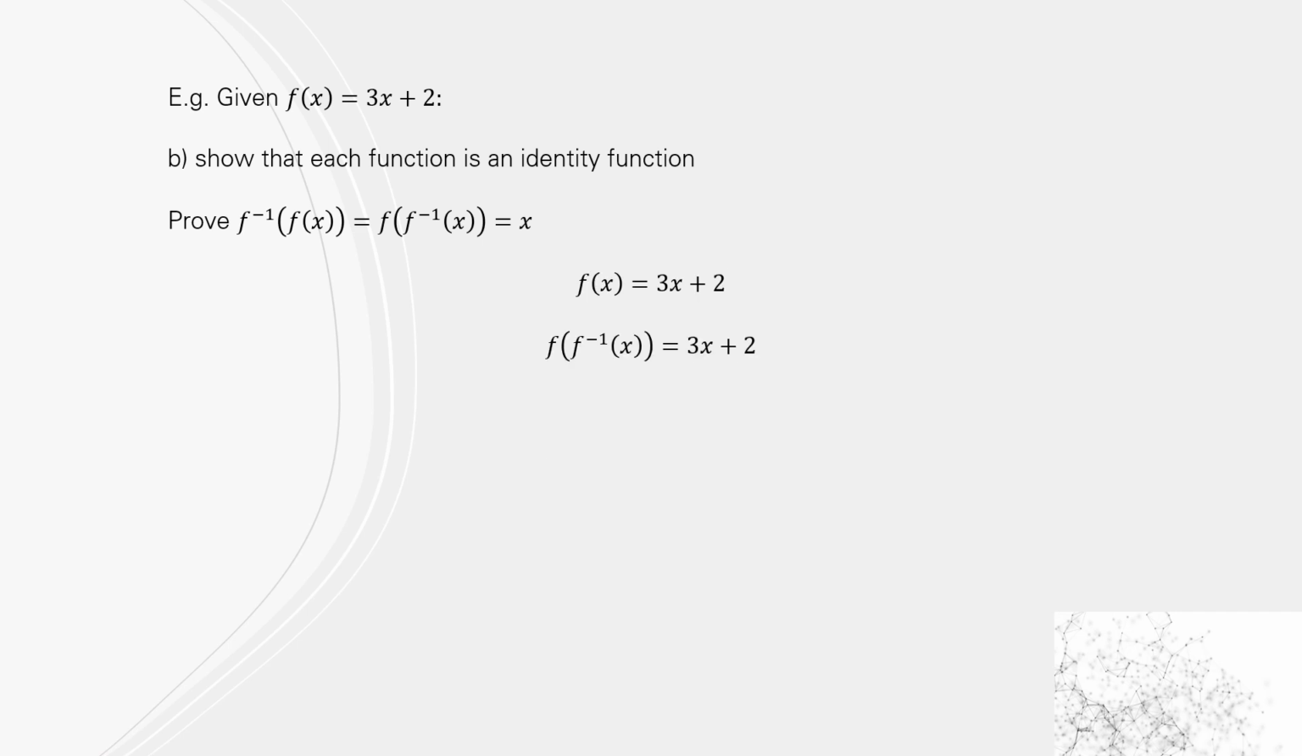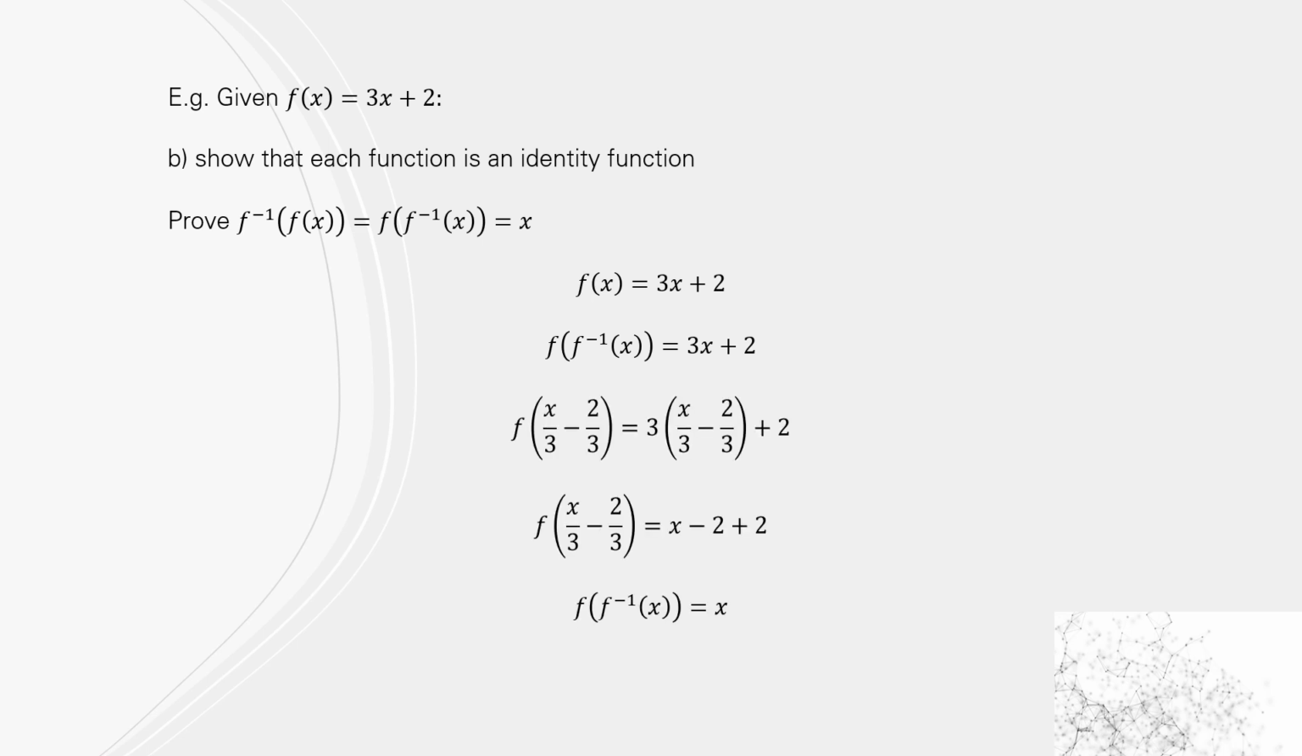So let's start with the function first, and then we're going to substitute in the inverse. So everywhere there's an x, we're going to sub x over 3 minus 2/3. So when you expand the brackets and simplify, you get x.